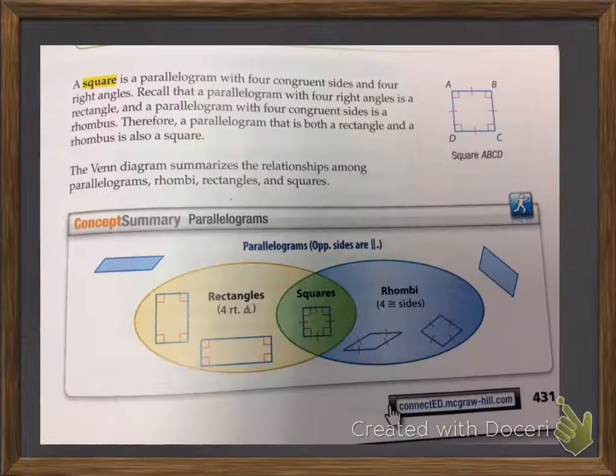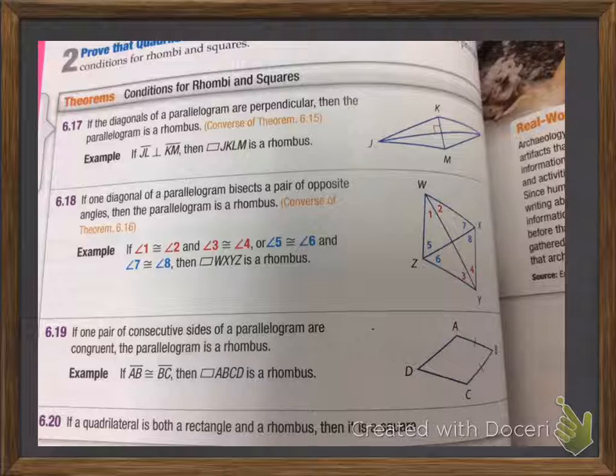A few more theorems. Here's a good comparison of the difference between rectangles, squares, and rhombi. Notice that squares share both rectangles' qualities and rhombi's qualities. And then we have more theorems here. This is if we have rhombi and squares.